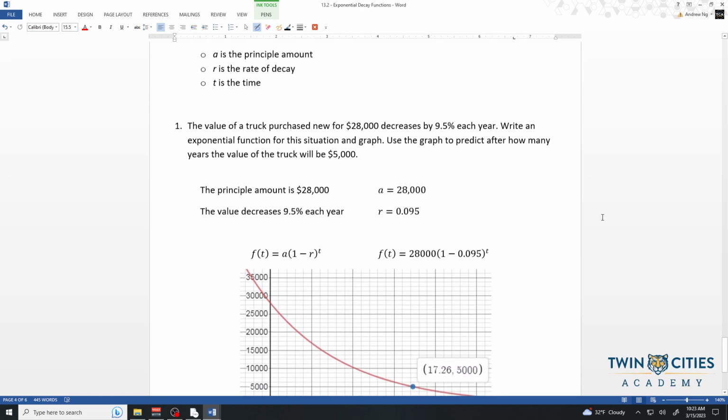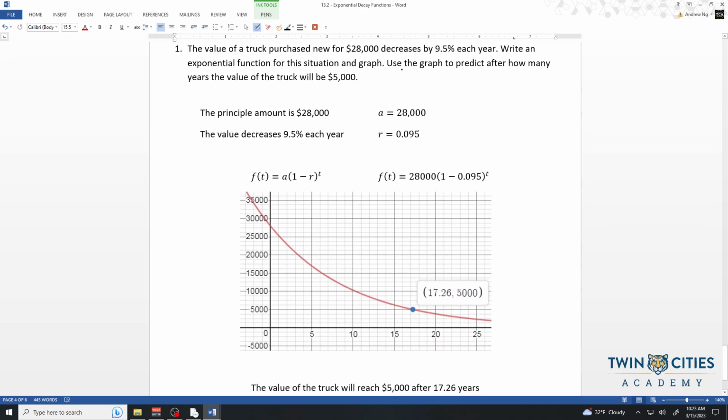So here I've got the value of a truck purchased new for $28,000 that decreases by 9.5% each year. So the principal amount, what I paid originally, is $28,000. My rate of decay is 9.5%, so I'm going to take 9.5 divided by 100. That'll be 0.095. Then I can go ahead and plug it all in. So f of t equals a times 1 minus r to the t. This will be 28,000 times 1 minus 0.095 to the t.